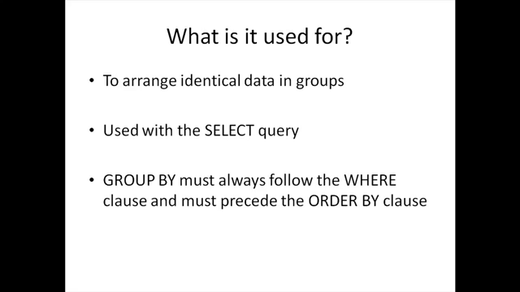must make sure that the group by follows the where clause, and if you've got order by in your query, then group by has to precede the order by. So if you've got all three, then the sequence in which you should have these clauses is where first, and then group by, and then the order by clause at the end, right?